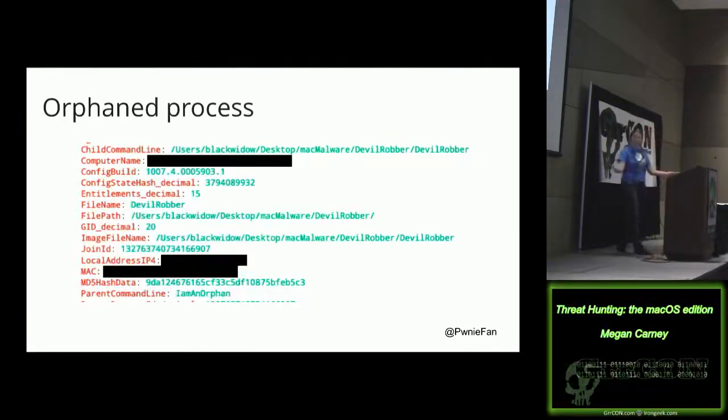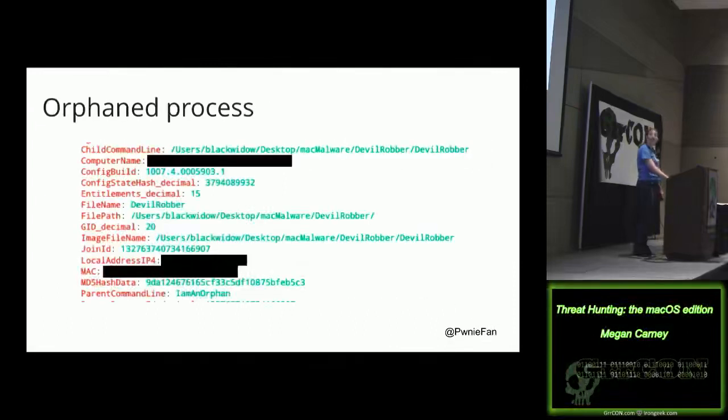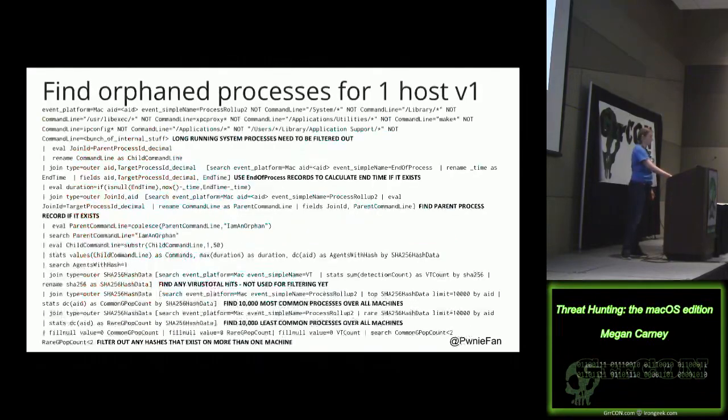And here we go. This is double robber. And you see that on the bottom? I am an orphan. That's the tag I gave it in this query here. Now, to be precise, what this query does is it looks for parent records in the same time frame as the child record. If you have a long-running process, like say an inventory control system that has kicked something off, and it started 10 hours ago and your query is only covering 10 minutes, you're going to get false positives here, and that's why you might need to filter some stuff out. But this is a pretty cool thing to be able to look for through your process data.